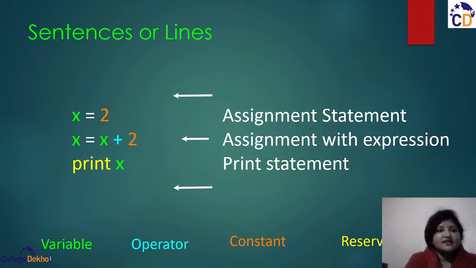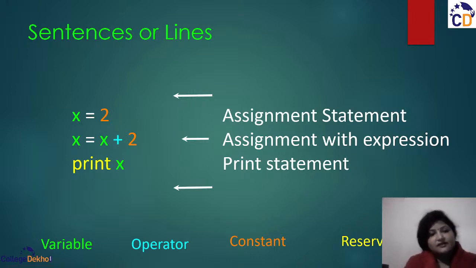Now, sentences or lines. Let us see what is a variable, what is an operator, what is a constant, what is a reserved word, right? In this slide, the green color shows the variable, or a letter is a variable. The blue color represents the operator, and 2, 3, 4, whatever the value is, is a constant. And again, the yellow color is representing the reserved words. So this is a very good example of all the things that we have just revised.